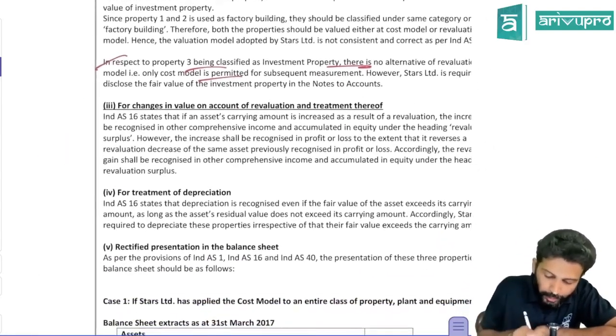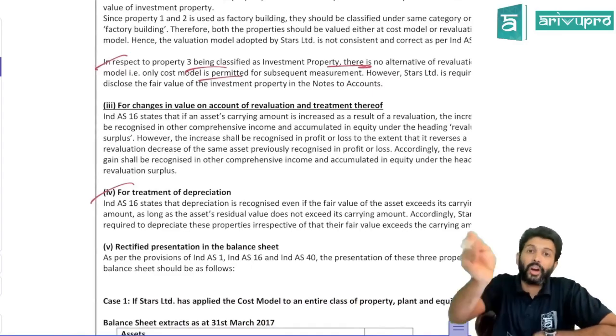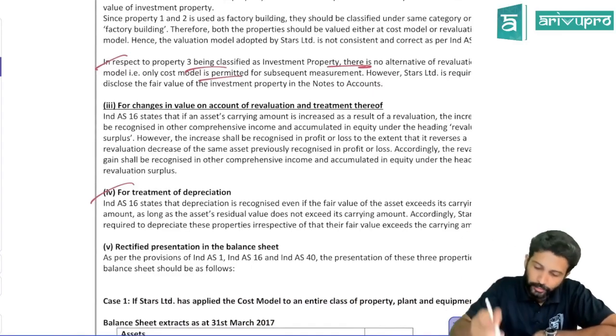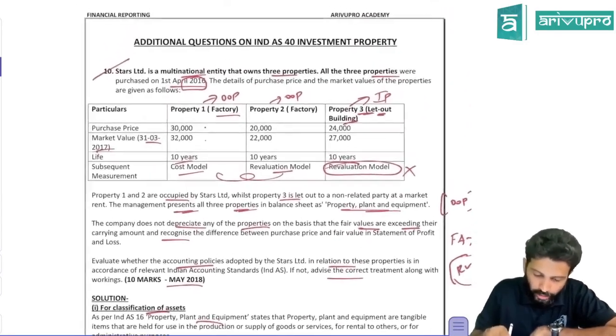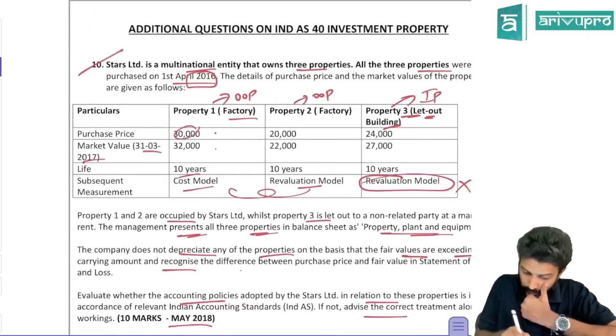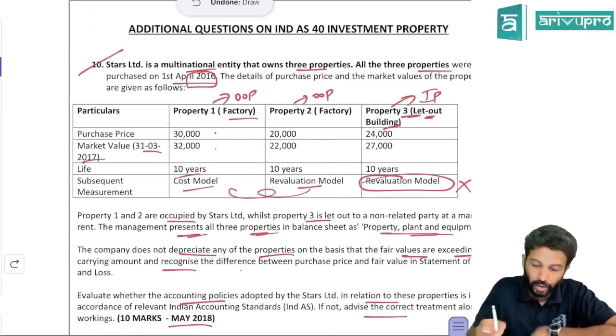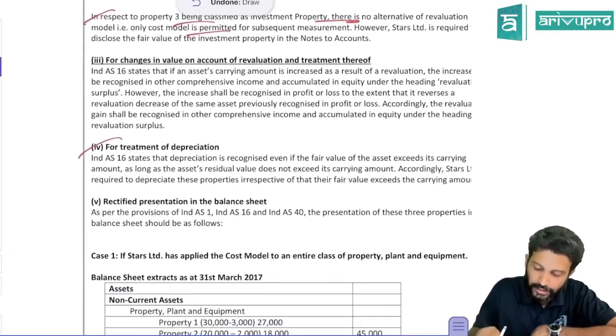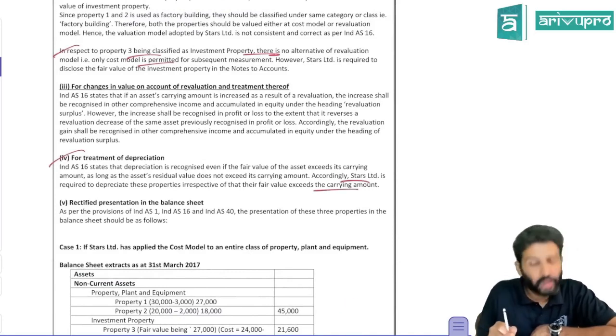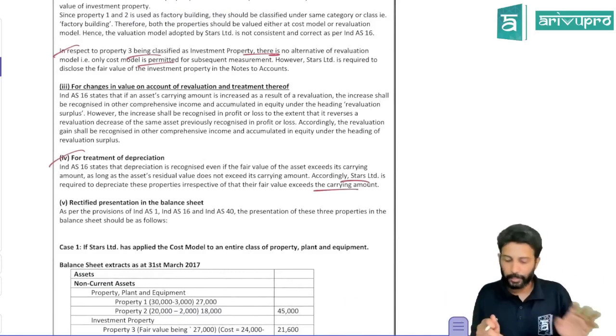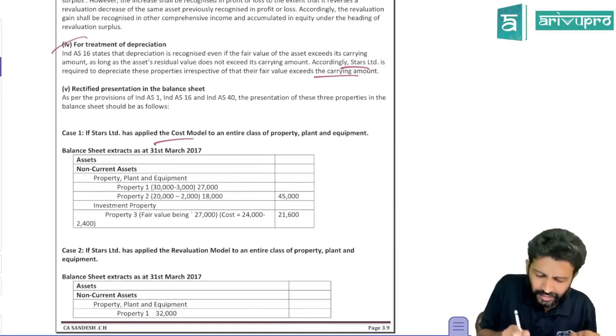Now, when it comes to the treatment of depreciation, what is the company doing? They are not depreciating. Is that right? No, they have to depreciate. You can also call out the depreciation amount. You purchased it for 30,000, the useful life is 10 years, and the residual value is not mentioned. So the depreciation has to be calculated for all the assets. That you will write.